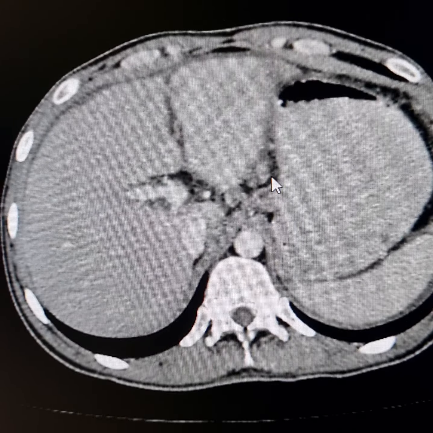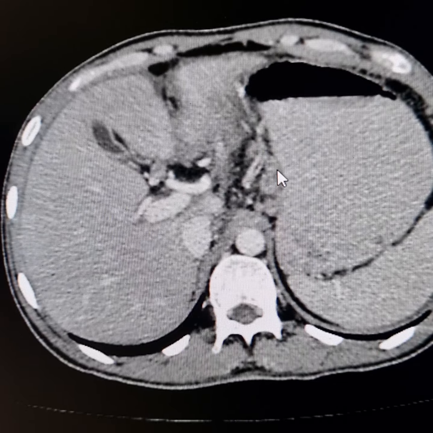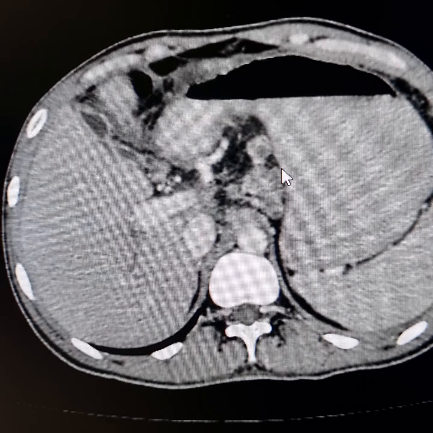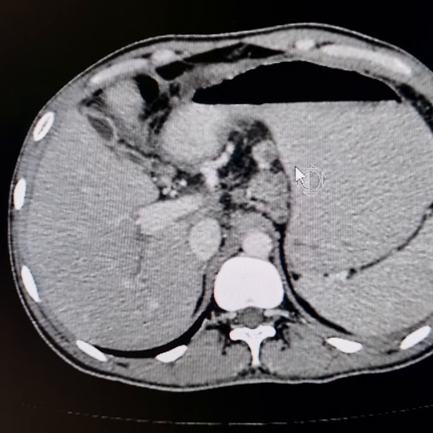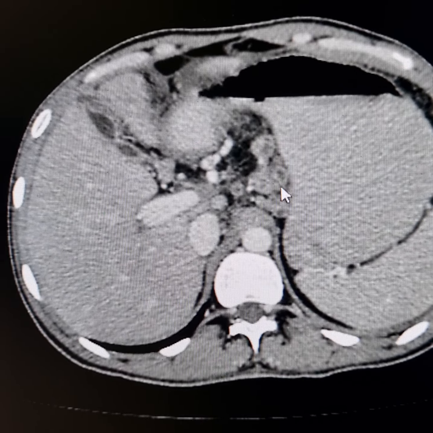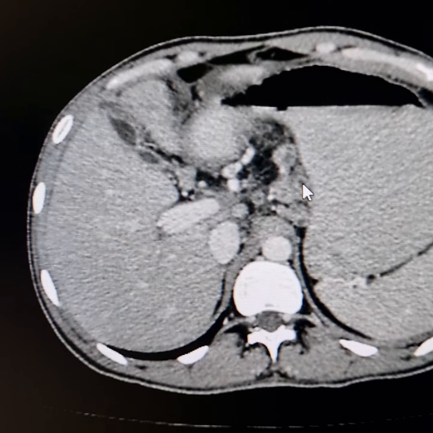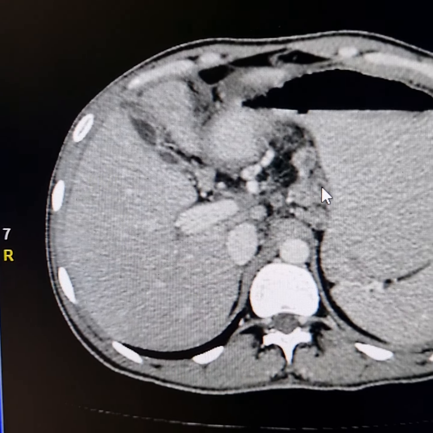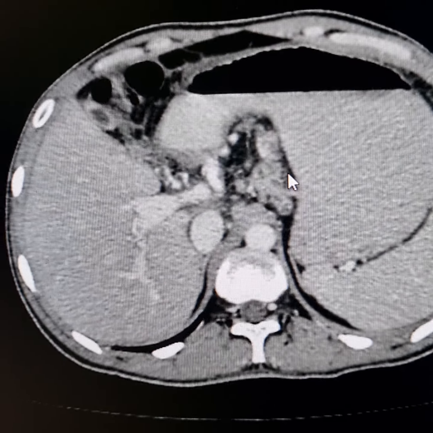Now these are the enlarged lymph nodes along the lesser curvature of the stomach. Now please observe typical features of marginal enhancement and central necrosis. These are very typical of tuberculous lesions. Now its density is approximately 7 HU.